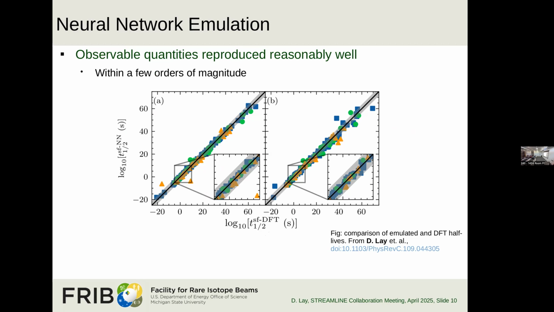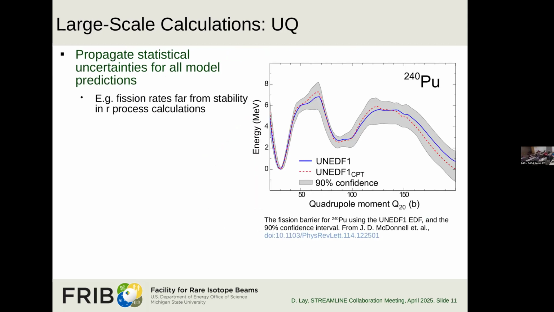But there are other things we can do. One of the things that we would like to do is make these predictions with quantified statistical uncertainties. This is especially important for when you're looking at fission rates far from stability. And this has been done for individual nuclei. What I show here is the one-dimensional barrier for plutonium-240 with a gray band indicating the propagated statistical uncertainties. And if you look at these numbers here, they're about plus or minus 1 MeV. That's just from the statistical uncertainty.